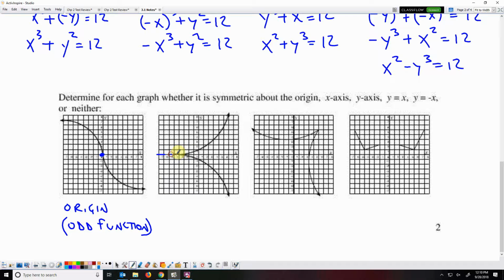This one right here, it looks like I've got a line of symmetry right there, and that is the x-axis, so this has symmetry about the x-axis. This one, I've got a line of symmetry there. That's symmetry about y equals x. And for this one, I've got symmetry right there. So there's my two parts of the graph. I've got symmetry there. That is the symmetry about the y-axis. And that one also had a special name. That one is called an even function.